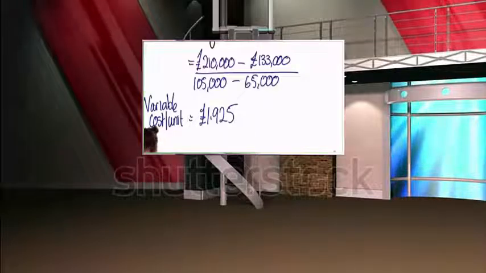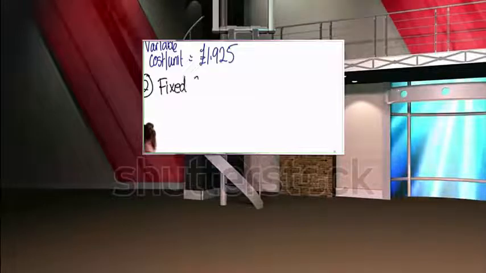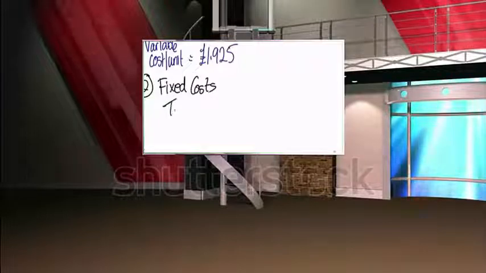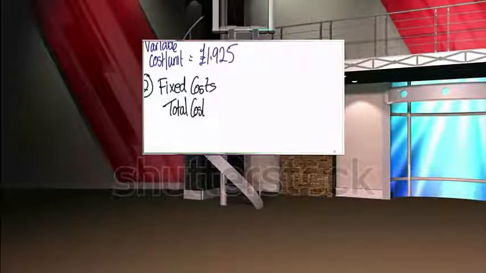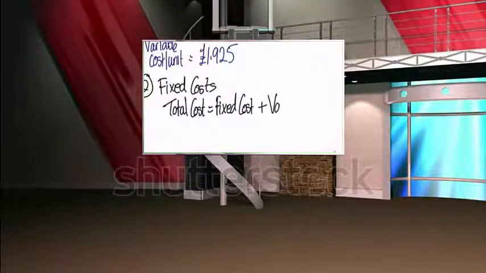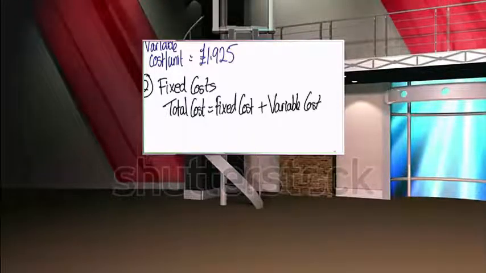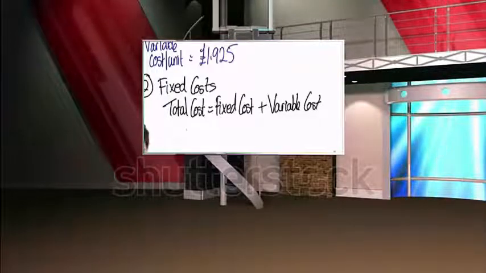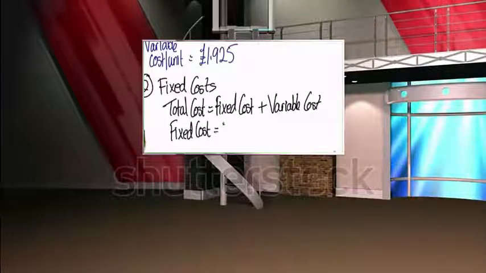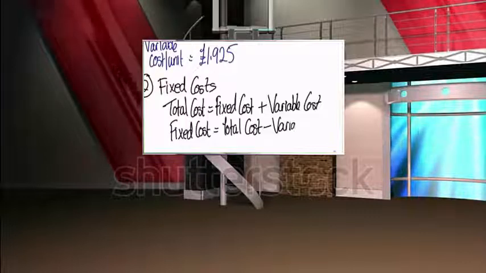Step 2 then is to calculate the fixed costs. And how do we do this? Well, we know that total cost is equal to fixed cost plus variable cost. If we just move this equation around a little bit, we see that fixed costs then is equal to total cost minus our variable cost.